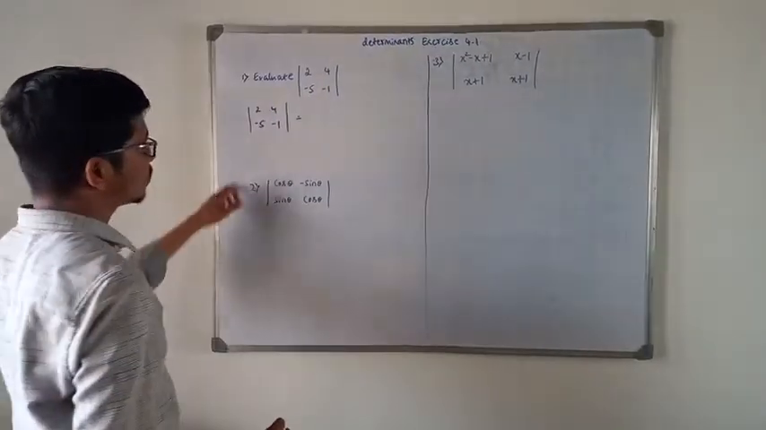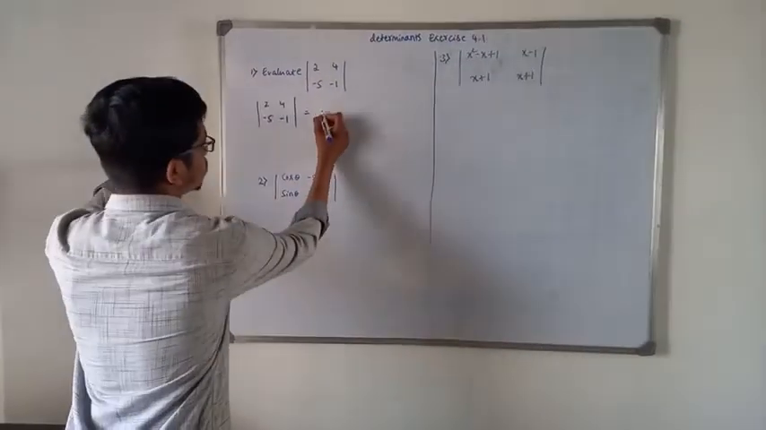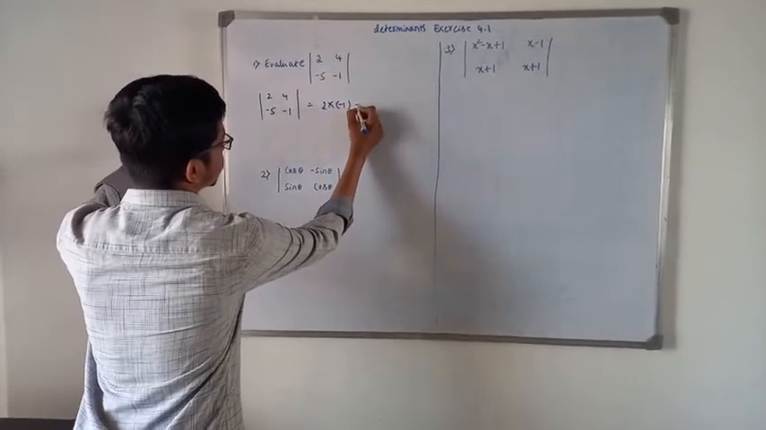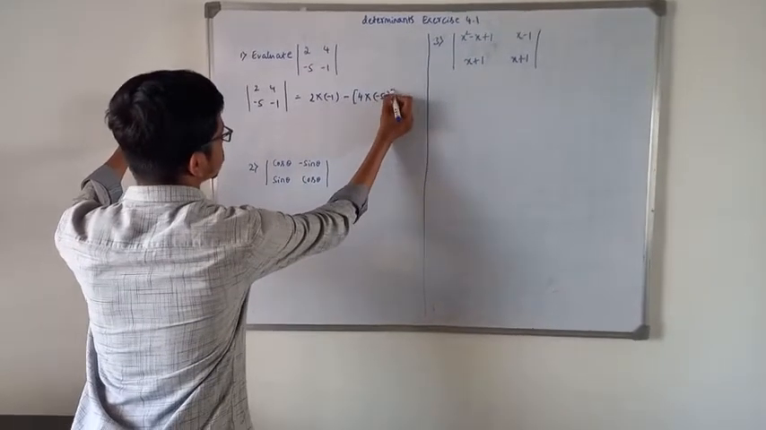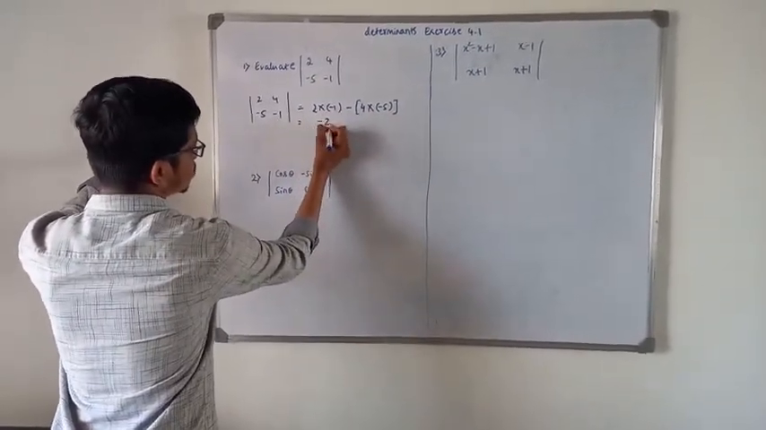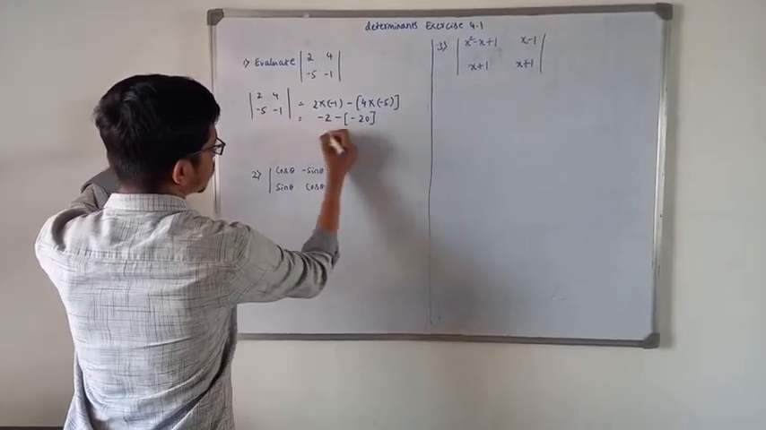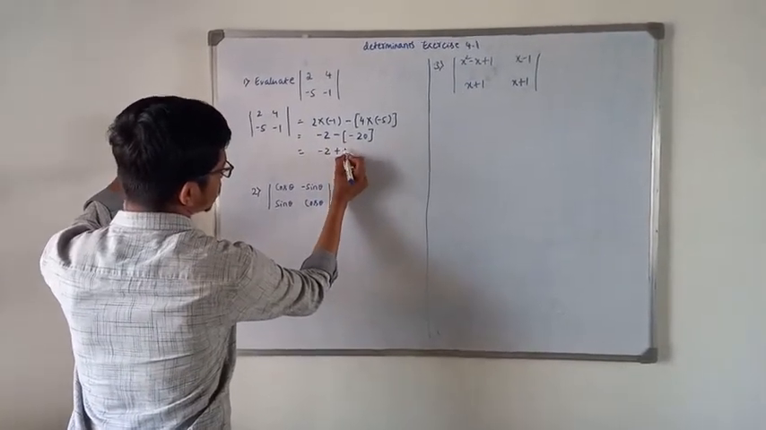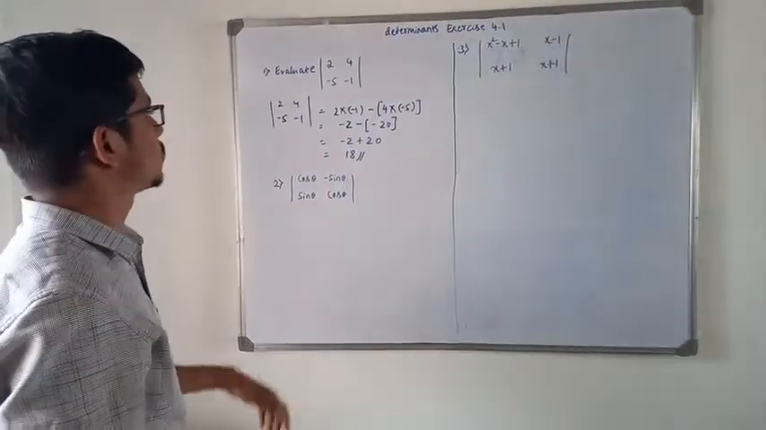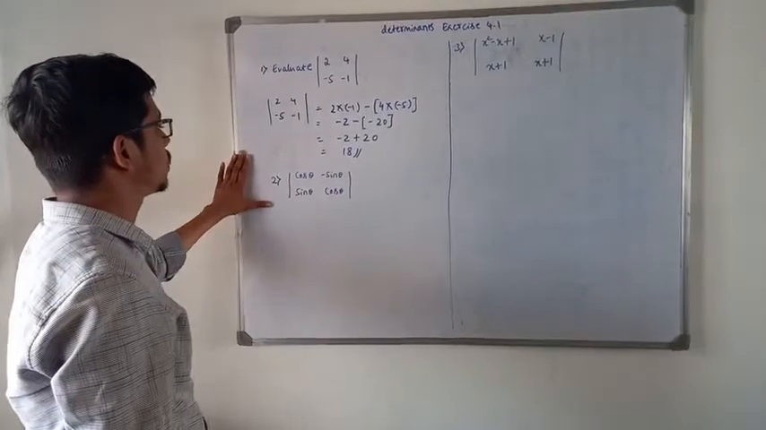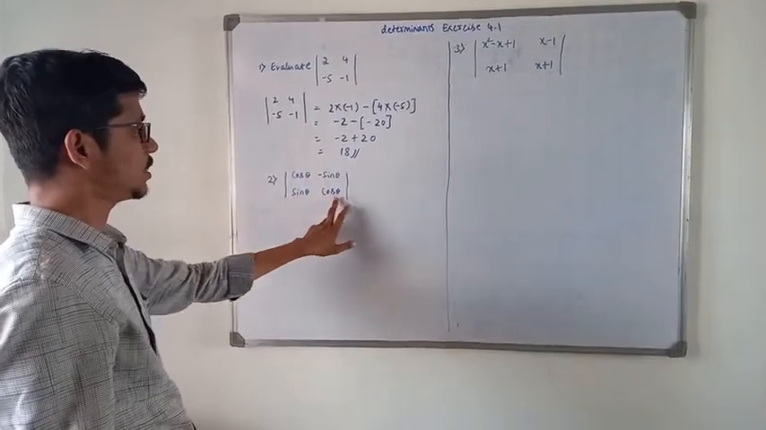This can be calculated by simply cross multiplying and putting a minus sign in between them. That is 2 into minus 1, minus of 4 into minus 5. That is 2 into minus 1 is minus 2, minus of 4 into minus 5 is minus 20. That is equal to minus 2, minus into minus plus 20, that is equal to 18 is your answer. Clear?